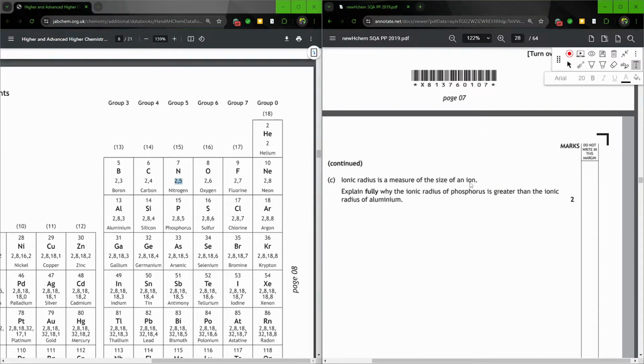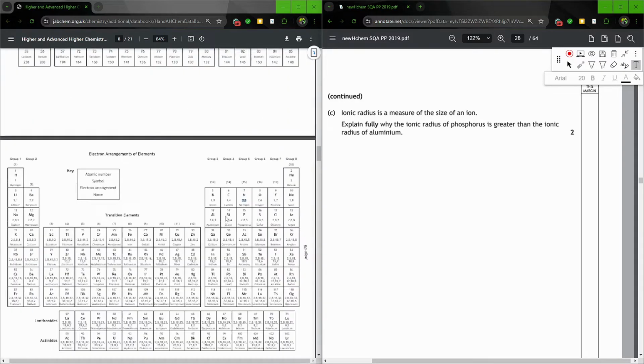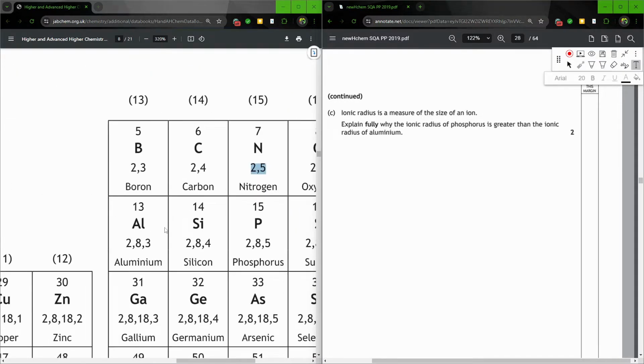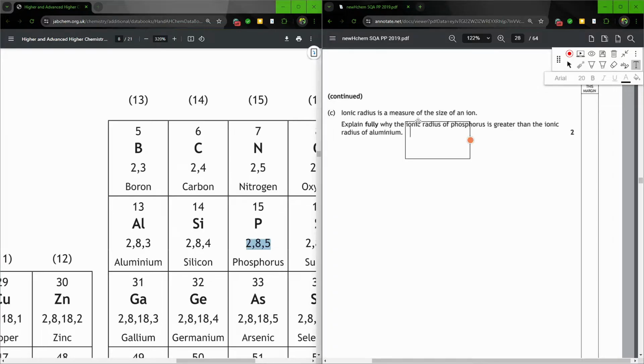Ionic radius is the measure of the size of an ion. Explain fully why the ionic radius of phosphorus is greater than the ionic radius of aluminium. So let's have a look at this. We can see that aluminium's got the electron arrangement 2,8,3 and phosphorus got 2,8,5. So that means ionic radius, remember, it's the size of an ion. So aluminium's ion would be 2,8 and phosphorus would be 2,8,8, which means that phosphorus got an entire extra electron shell, so it'll increase its size. You know, more layers to an onion, the onion will be bigger.